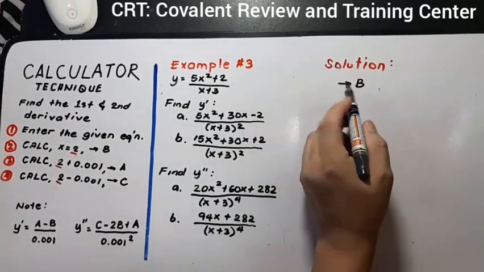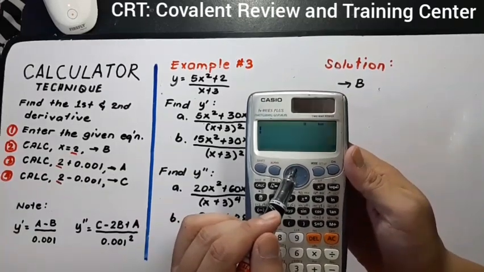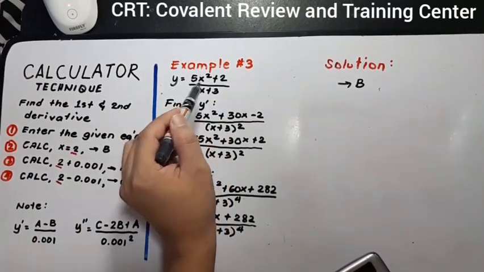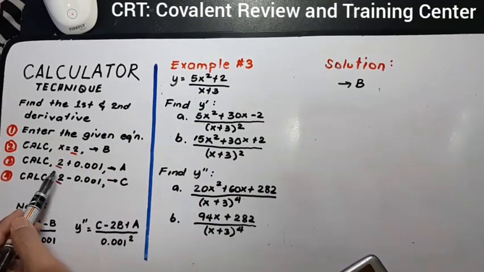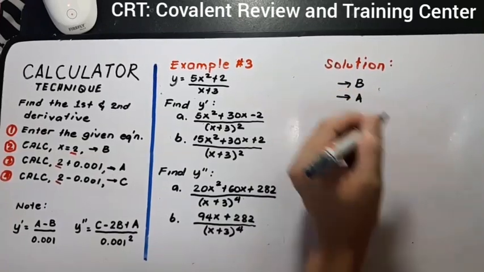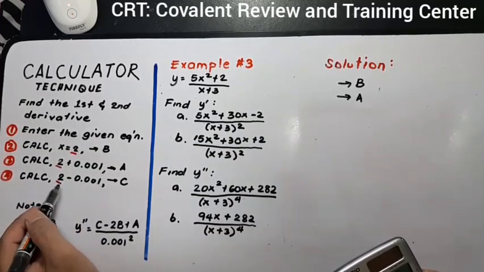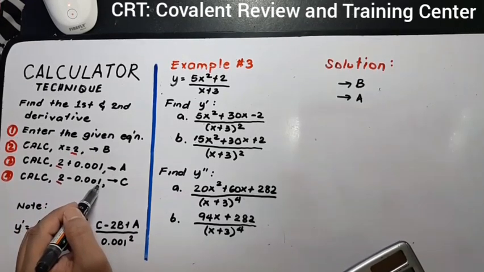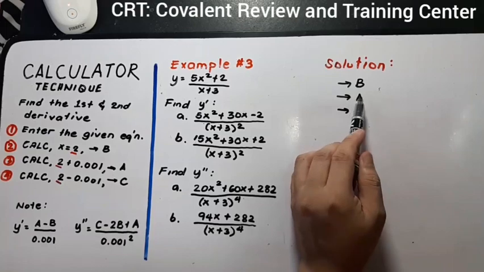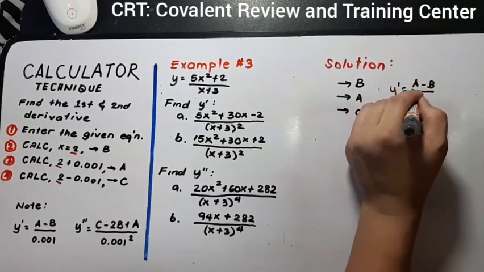So at this point, we have the value for memory B. Then, use the replay button of your calculator. Press the upward button. Then, it will show again the expression 5x squared plus 2 over x plus 3. Press calc and let x equals 2 plus 0.001. Save the result to memory A. Then press again the replay button, upward arrow, press calc, then let x equals 2 minus 0.001. Save the result to memory C. So at this point, we already have values in memory B, A, and C. We are now ready to solve the first derivative using A minus B over 0.001.